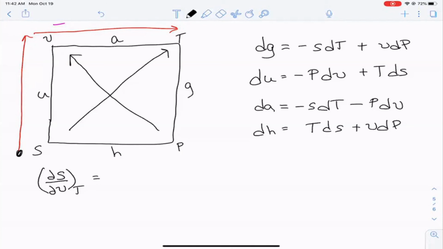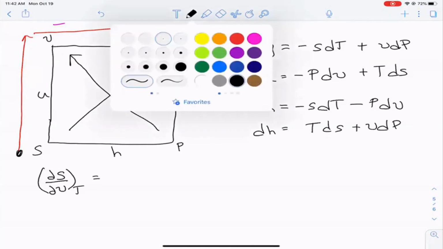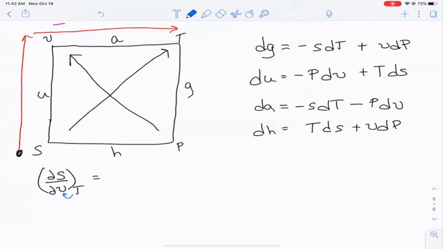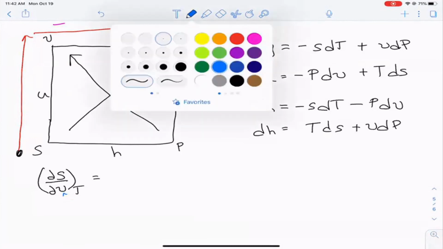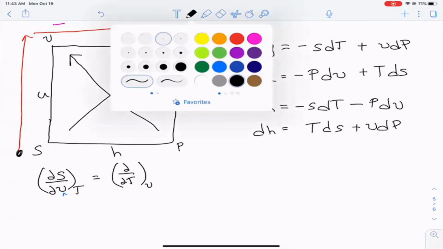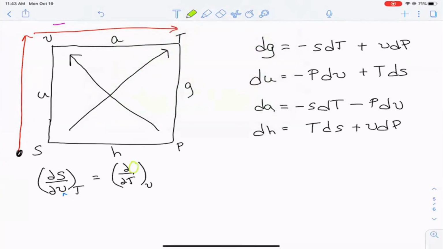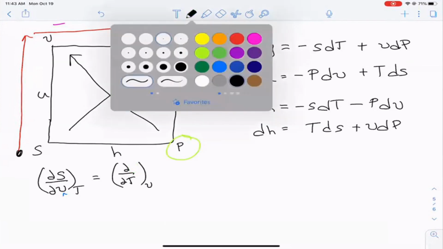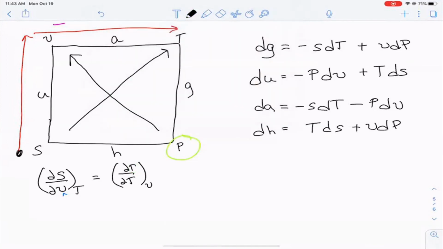To find a Maxwell relation, the next thing I'm going to do is flip these two inside of the derivative, inside the parentheses. So I'm going to get d over dT at constant volume. And the thing that you are missing here is the last corner, which in this case is the pressure. So that becomes dP dT at constant V.